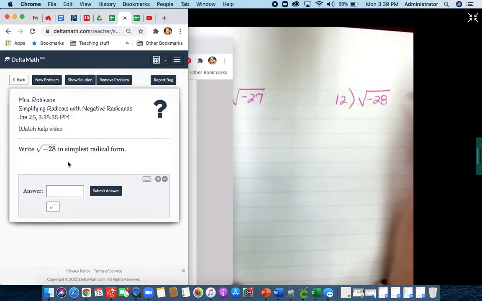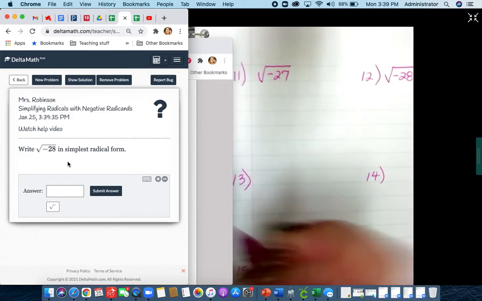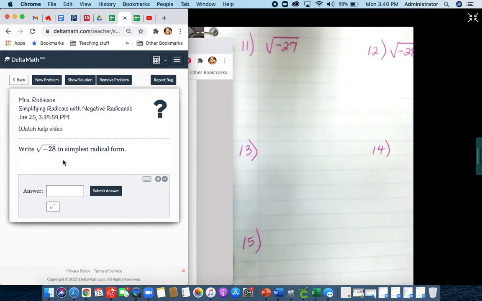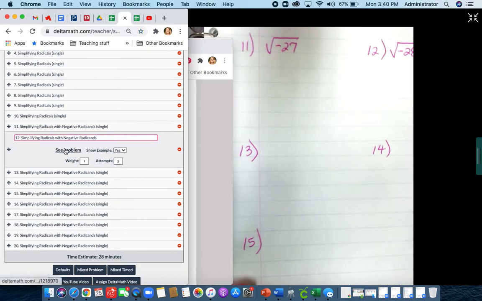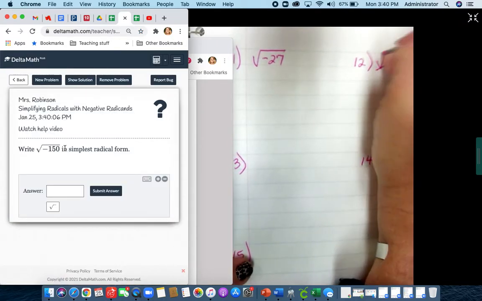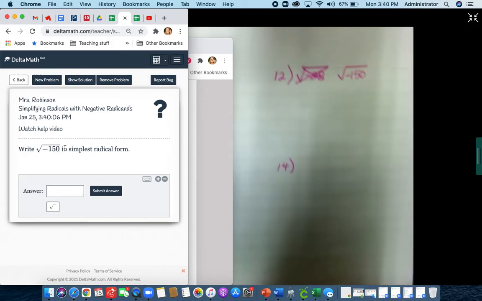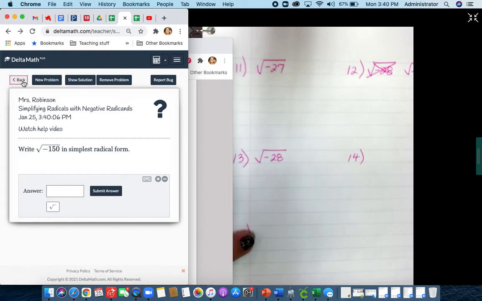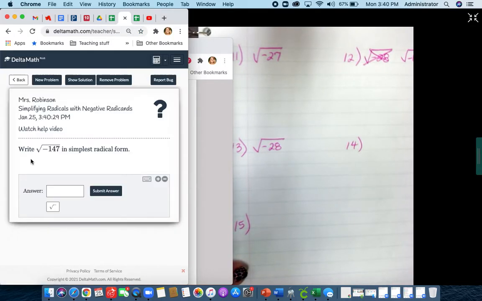negative 28. Leave some room. 13, 14 and 15. So for 13, did I write that in the wrong spot? Did I not click on 12? My apologies. That was the square root of negative 150 for number 12. And then 13 was the square root of negative 28. Sorry. 14 is the square root of negative 12. And then negative 147.